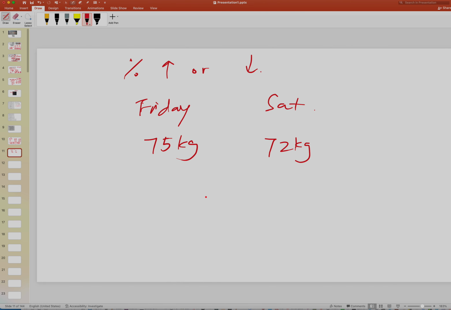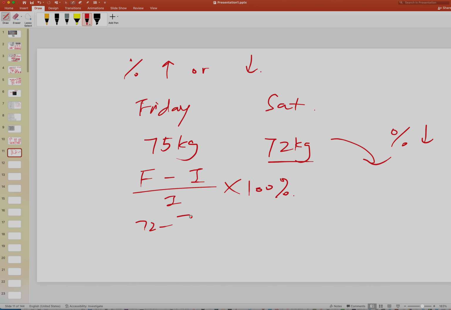But I think you can see from Friday to Saturday there is a drop, right? So if a drop, so definitely it will be a percentage decrease. I mean, you don't have to figure it out to know that it's a drop, it's a percentage decrease. It's pretty clear cut. But if you use the formula, it is final minus initial divided by initial times 100%, and this will give you the percentage increase or decrease. So the final is 72, the initial is 75, over 75, which is the initial, times 100%. Can you help me out? So you just need to key this into the calculator.